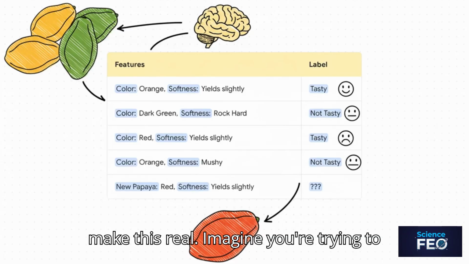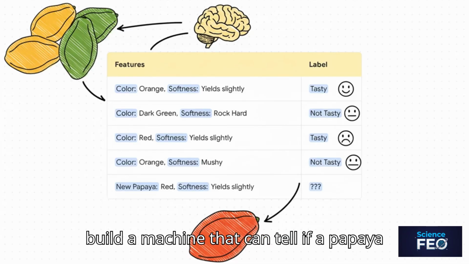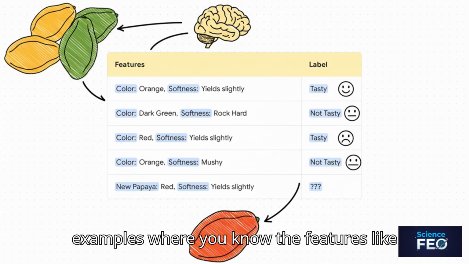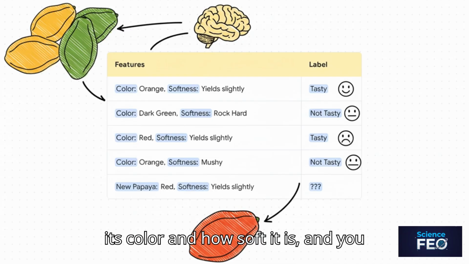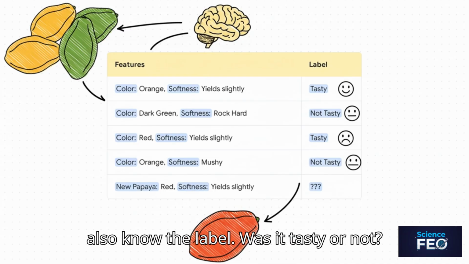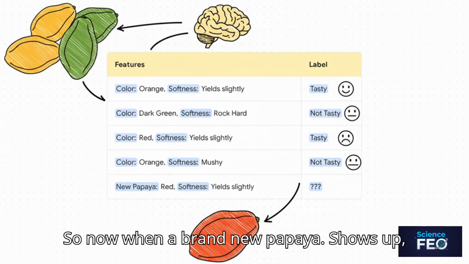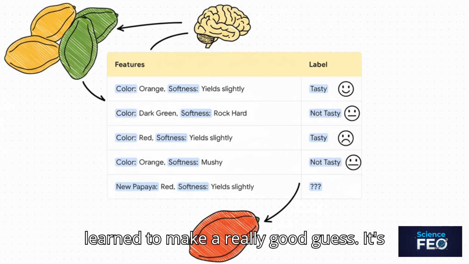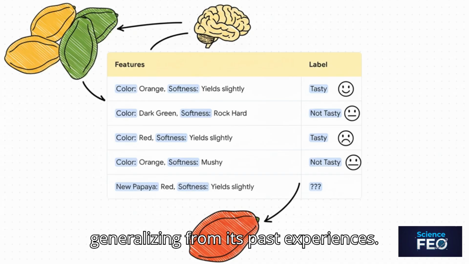Let's make this real. Imagine you're trying to build a machine that can tell if a papaya is tasty. You'd show it a bunch of examples where you know the features, like its color and how soft it is, and you also know the label. Was it tasty or not? So now when a brand new papaya shows up, the machine can use the patterns it learned to make a really good guess. It's generalizing from its past experiences.